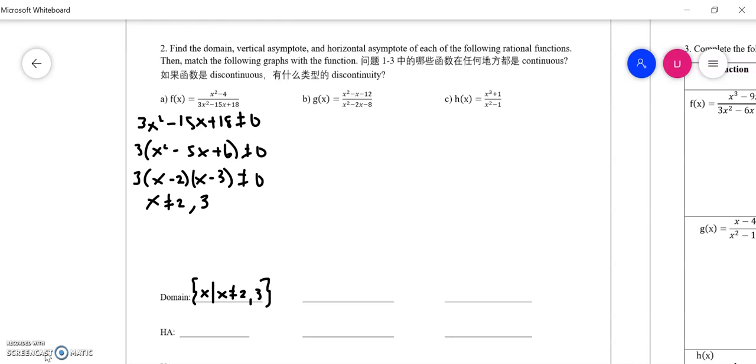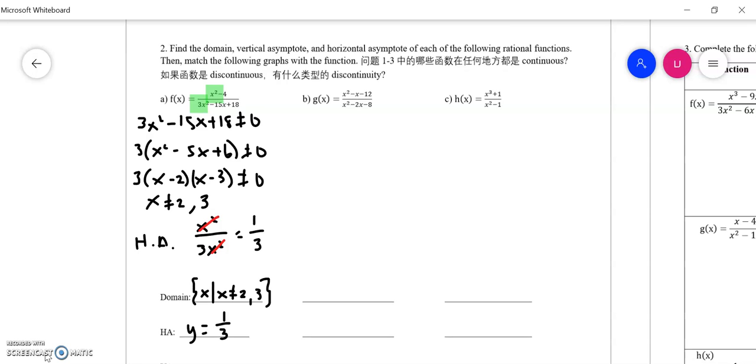Horizontal asymptote. From the previous lesson, we learned for a horizontal asymptote, we take the leading terms in our numerator and our denominator. That's going to be x squared and 3x squared. We simplify. In this case, our x squared simplify nicely, and we get 1 over 3. And according to our horizontal asymptote rules, if we're left with a number, y is equal to that number for our horizontal asymptote. Okay.